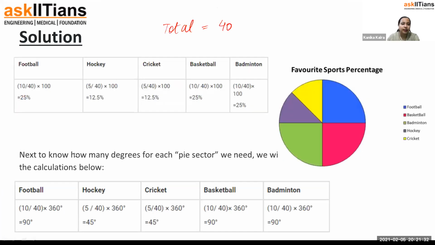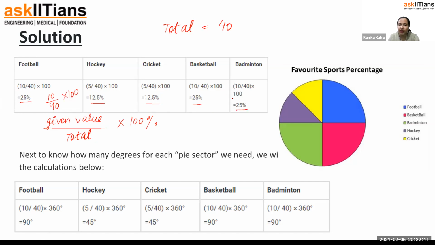And then football, 10 people like football out of 40. So what is the percentage? It's 10 by 40 into 100. So this is how you calculate the percentage. The percentage formula is given value by total into 100%. So this is how you can find the percentage value. So 25%, and then 5 over 40 into 100 would be 12.5. Similarly, this would be 12.5, 25 and 25.